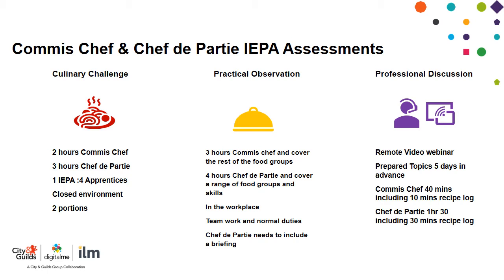The practical observation must be carried out at the apprentice's workplace. The professional discussion topics are issued to the apprentice with at least 5 days' notice so that they can prepare for their professional discussion. These discussions do tend to take place via a recorded meeting or webinar, which the EPA team will provide you with details of how to access. It is not necessary for the employer to be present. For both Commis Chef and Chef de Partie, the recipe logs form part of the discussion.